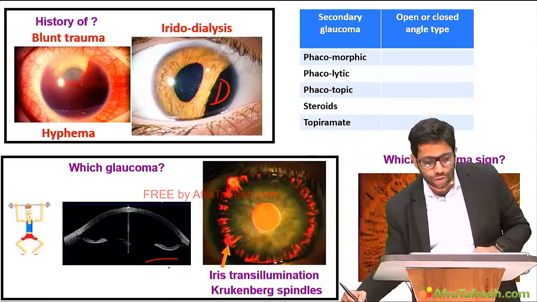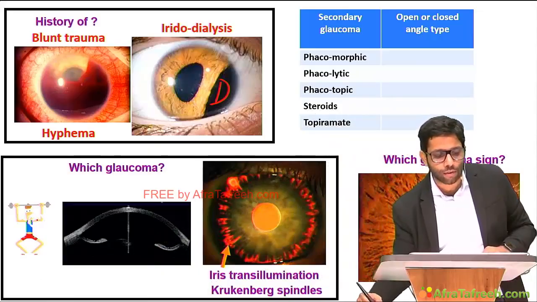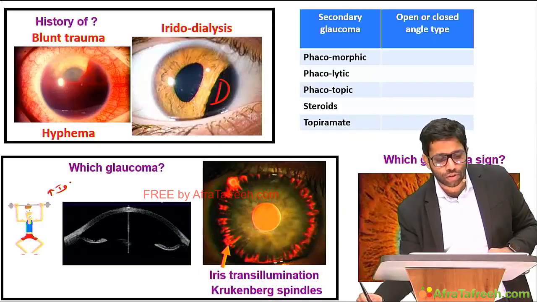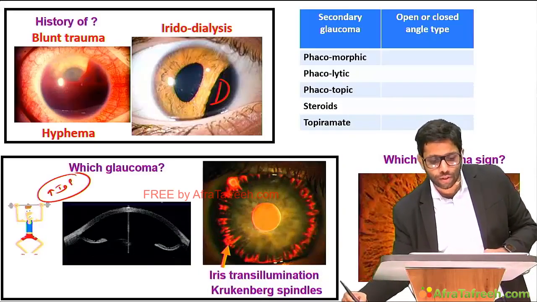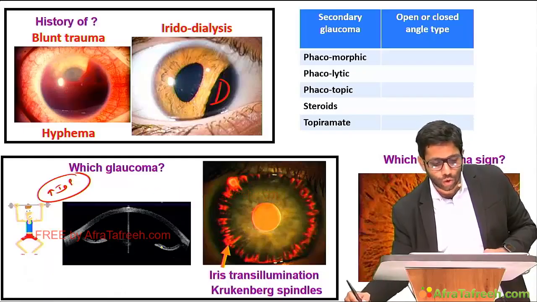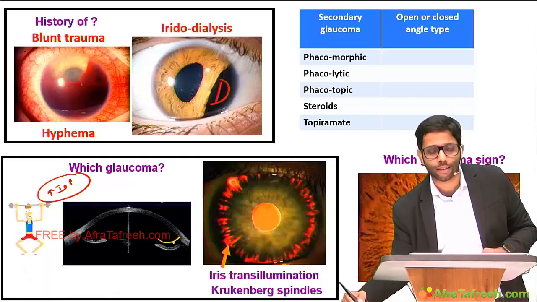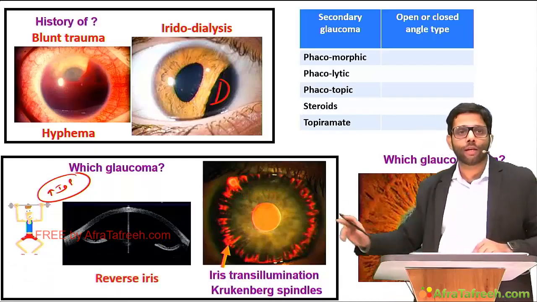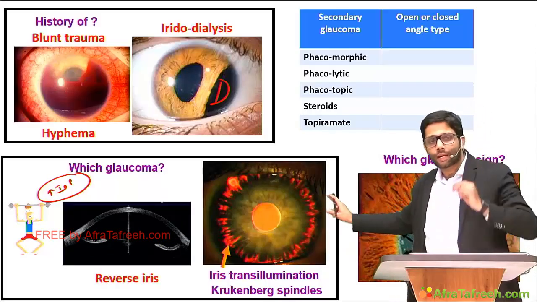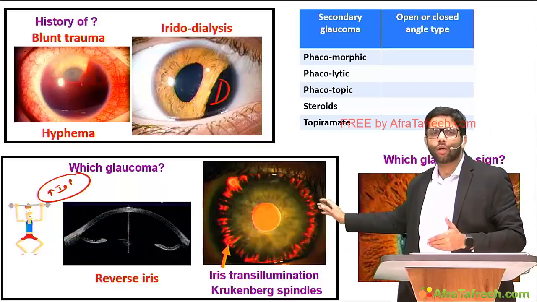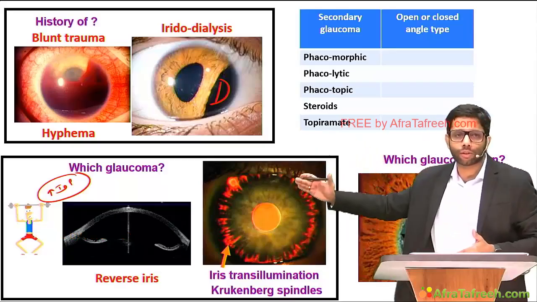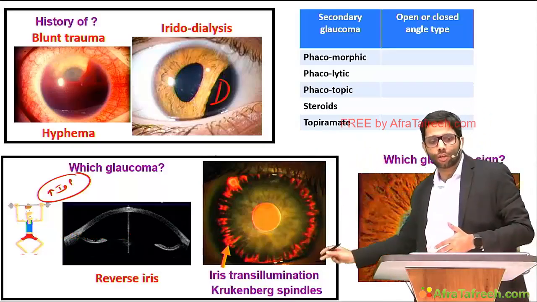This is the iris has a reverse configuration. If there is a reverse configuration of the iris, particularly after exercise, increased pressure after exercise, that is seen in a glaucoma. Reverse glaucoma, that is pigmentary glaucoma. In pigmentary glaucoma, iris pigments are lost. Increased light is coming from the retina. That's why iris transillumination defects.